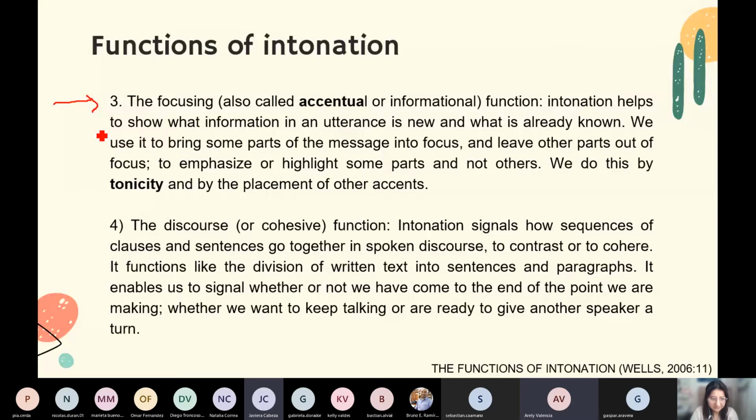Okay. The focusing, also called accentual or informational function. Intonation helps to show what information in an utterance.